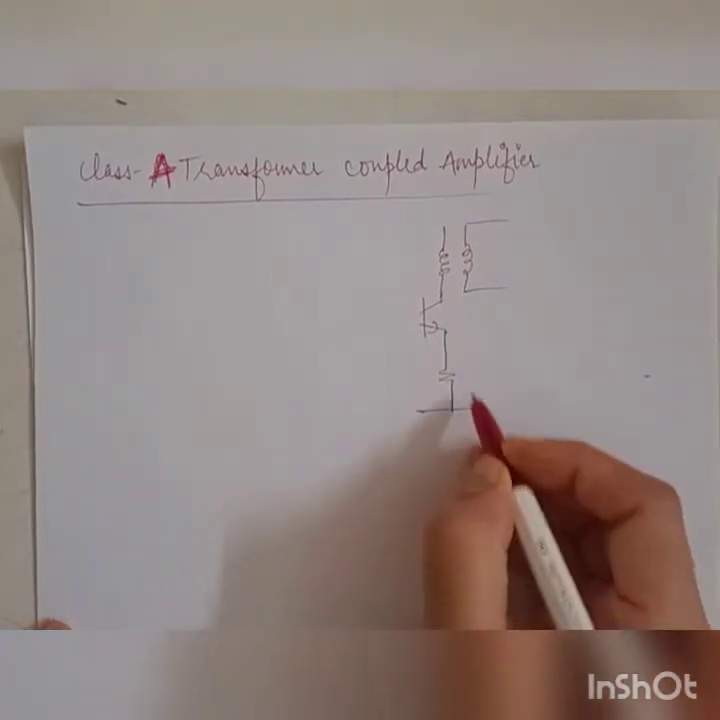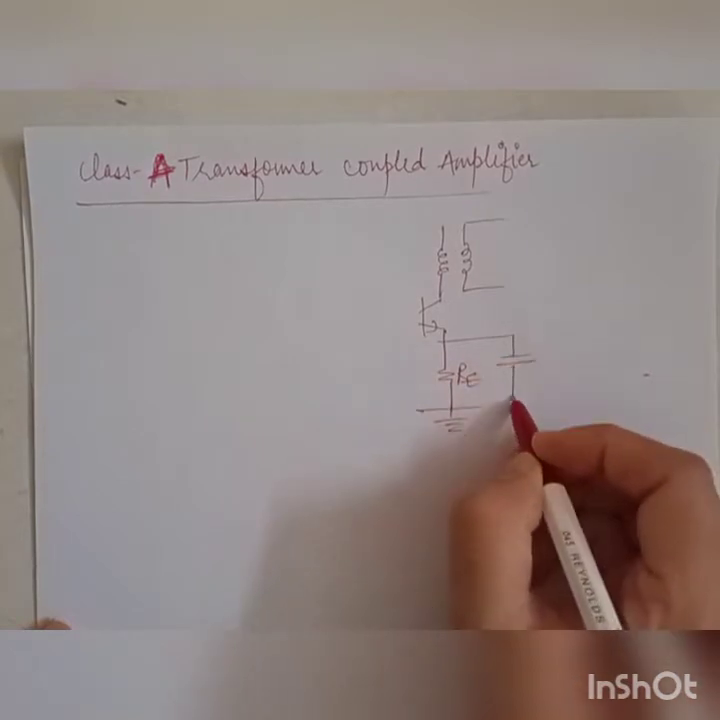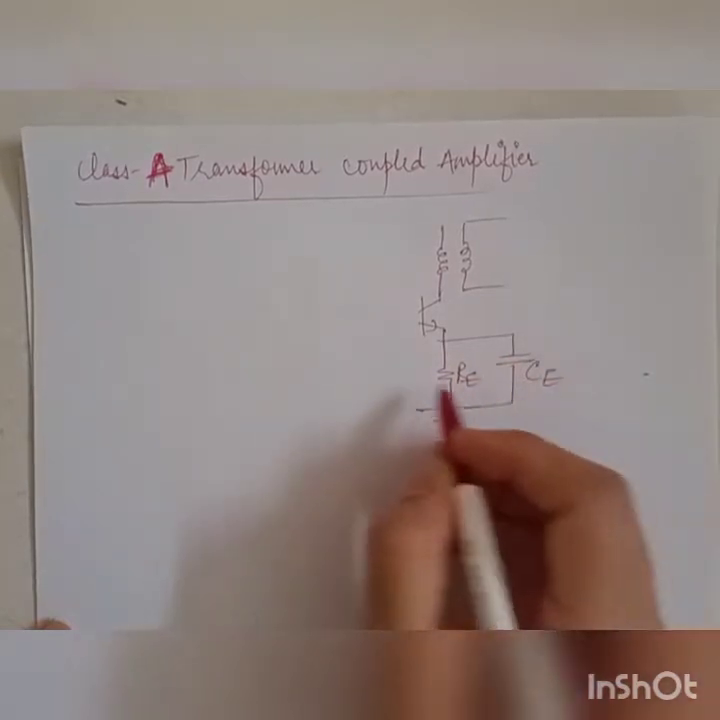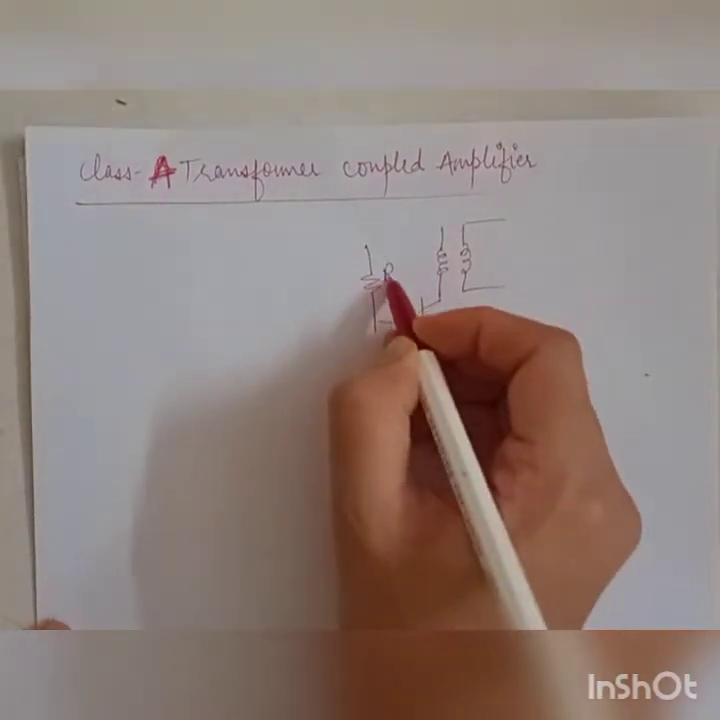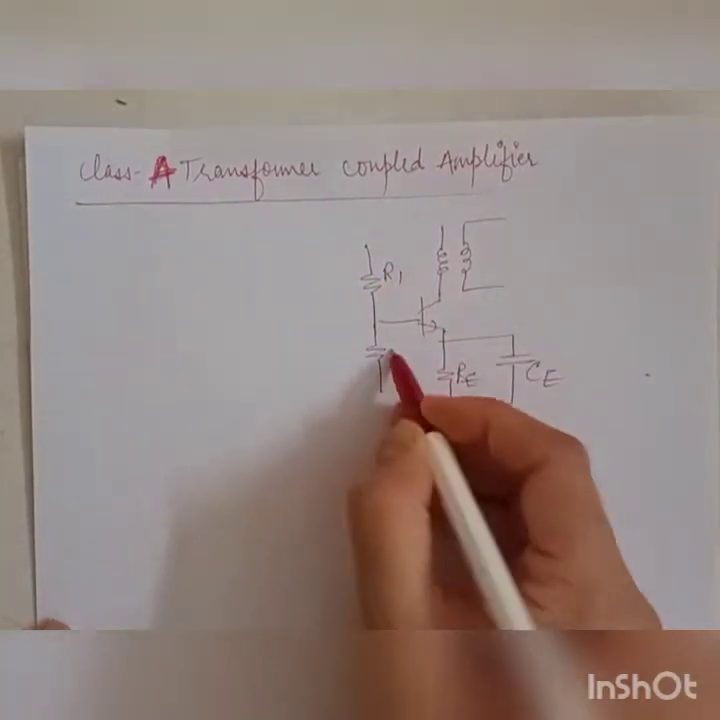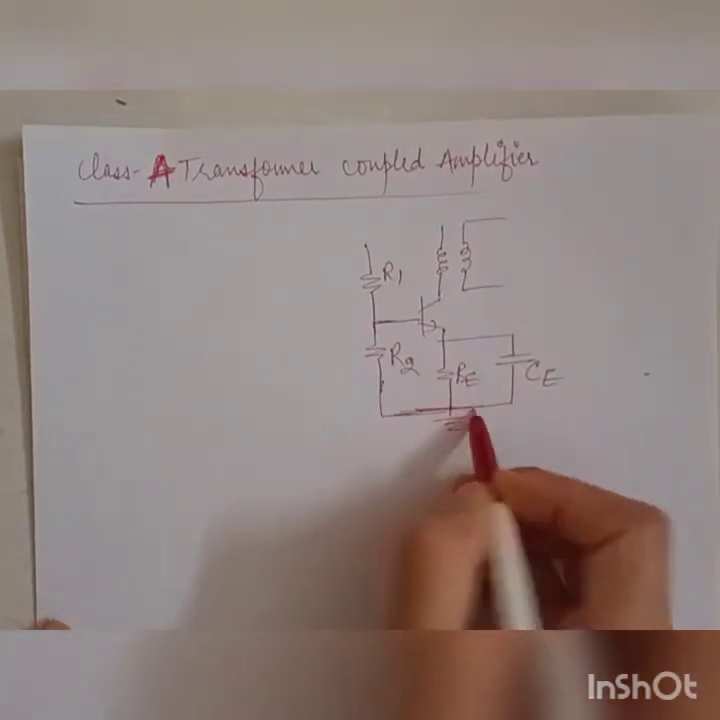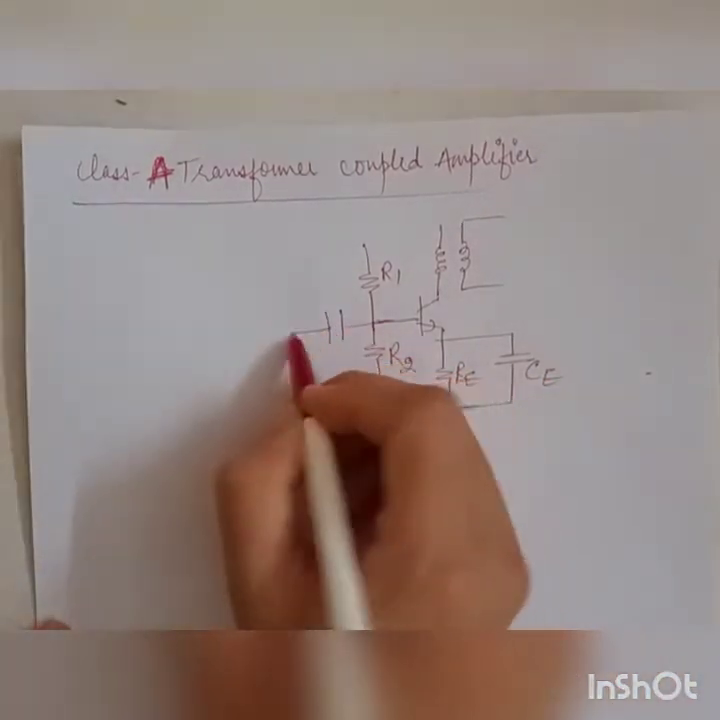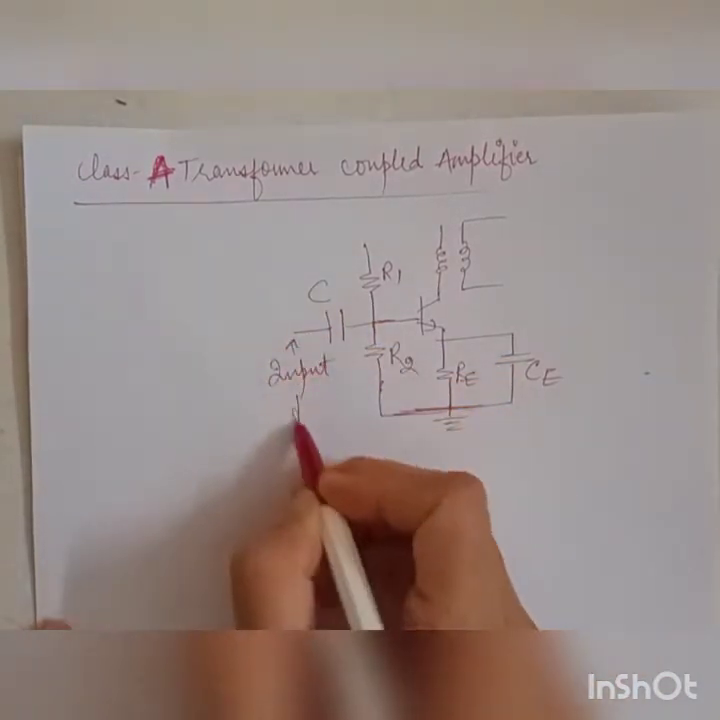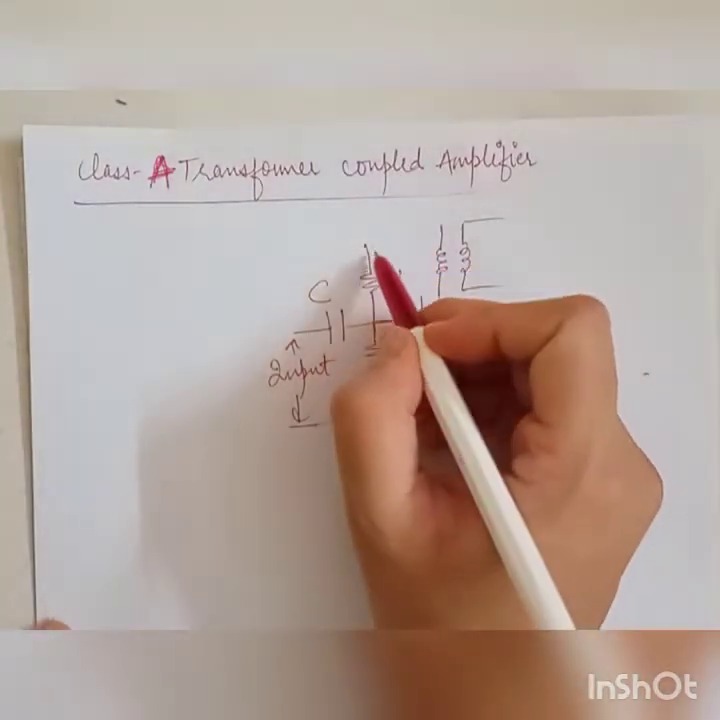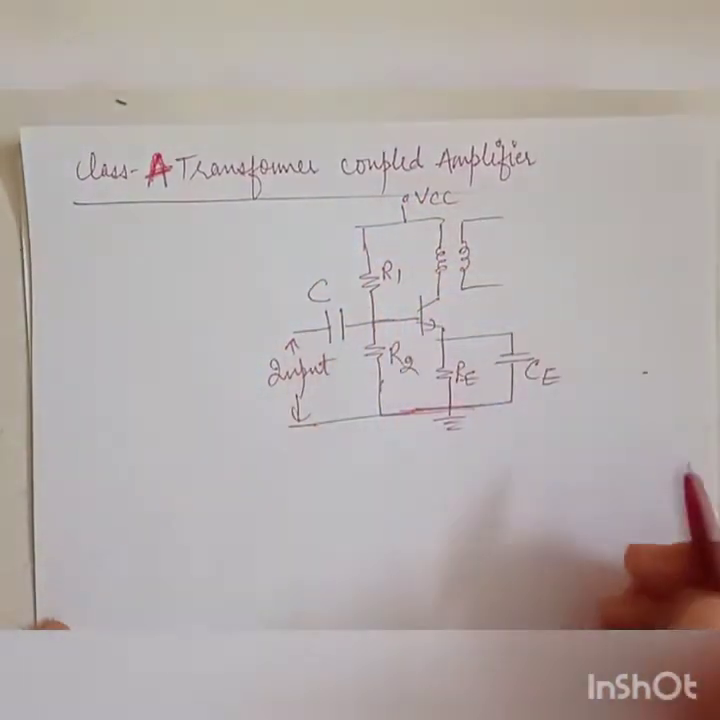This is my RE resistance. Here I'm connecting it to ground. This is my bypass capacitor CE. Now here at the input side, I'll be applying a voltage divider biasing using the resistor R1 and R2. And this is connected to ground here. Here I'll use a coupling capacitor capital C, and I will apply my input here at this point. And this R1 will be connected to VCC DC power supply.